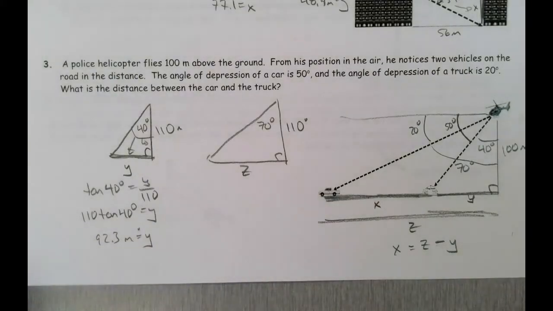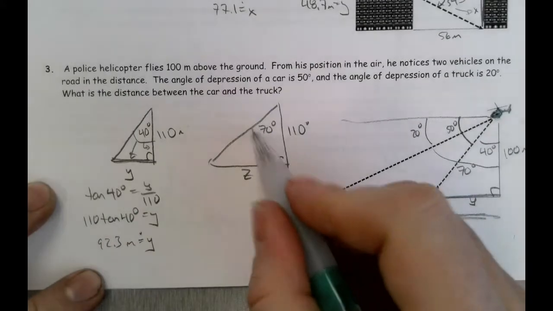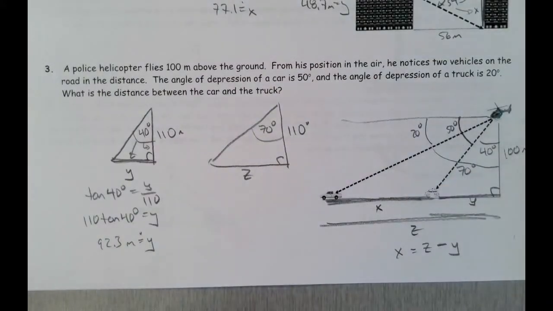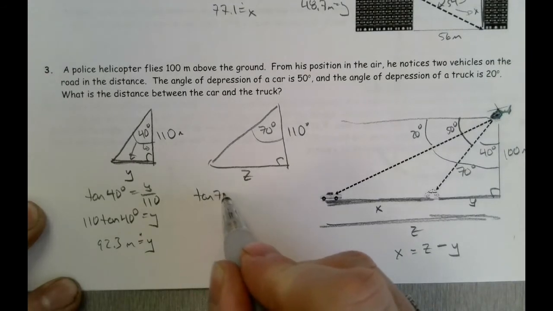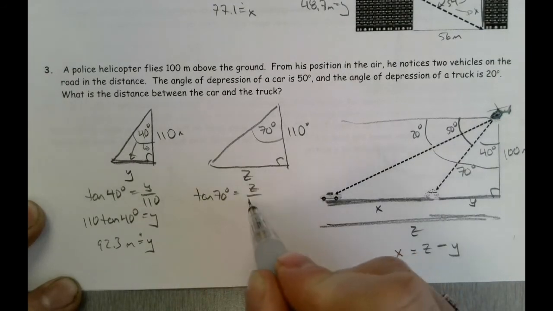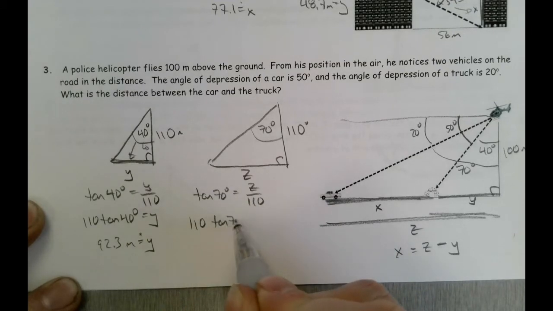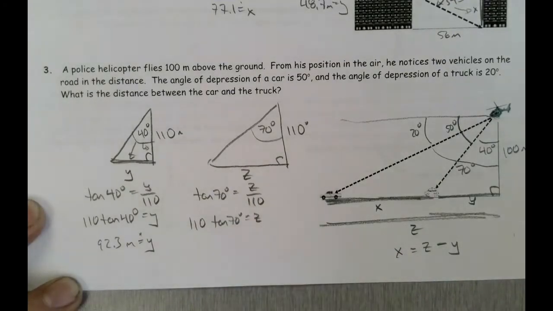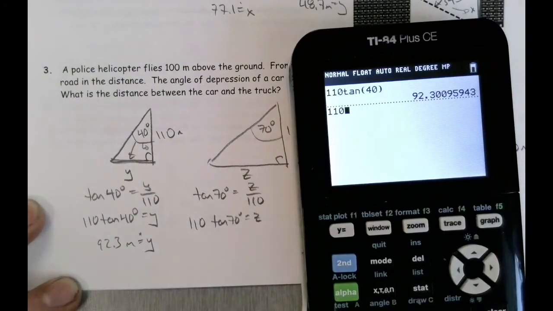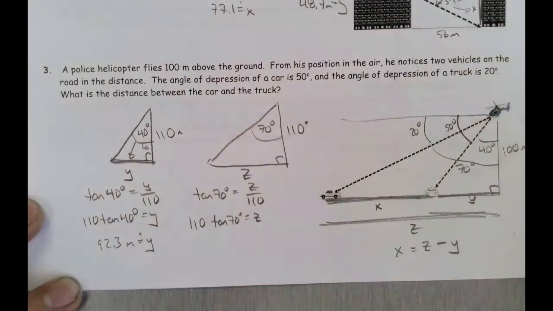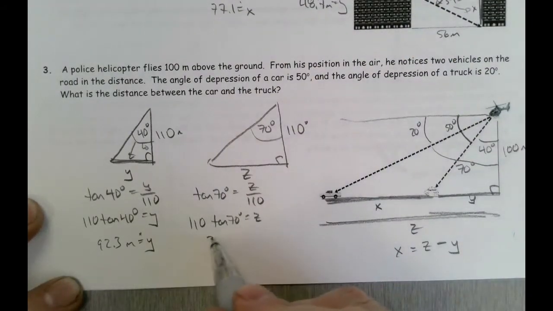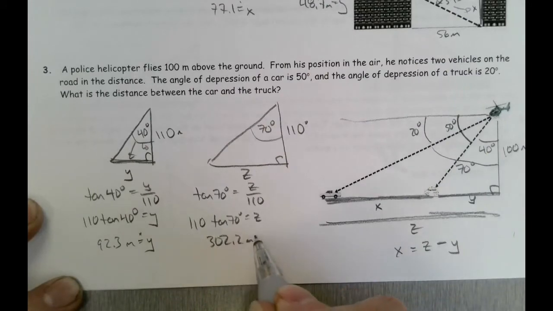Here, I have basically the same situation. The only thing that's changed here is the size of that angle. So it's still going to be tangent. It's going to be z over 110. So again, I can multiply that up. And so now 110 times the tangent of 70 degrees. In this case, 70 degrees. And I get 302.2. And that's approximately equal to z.